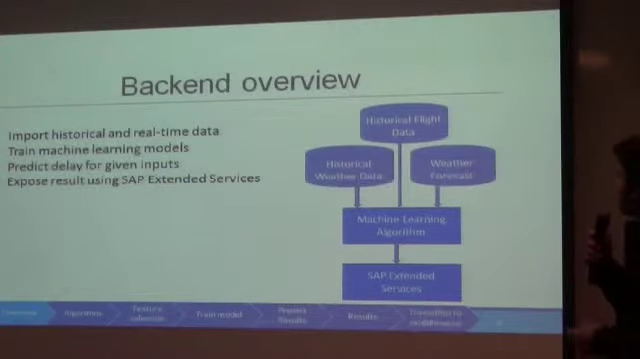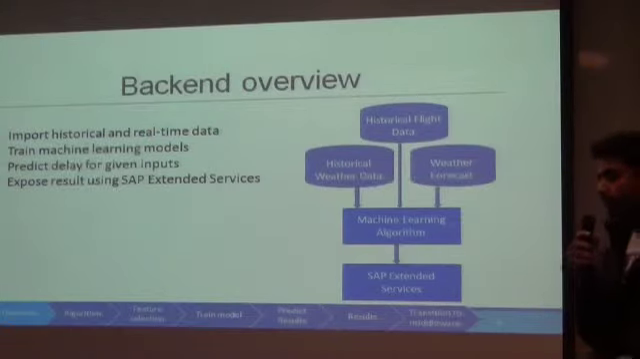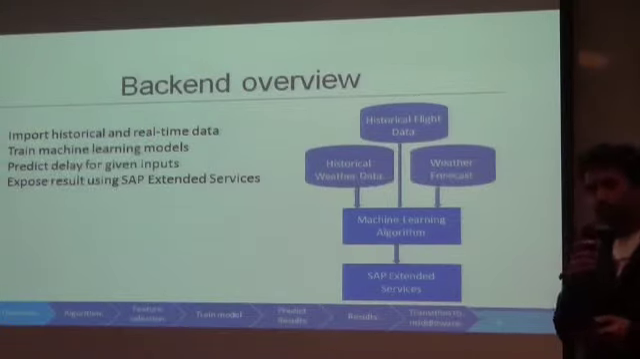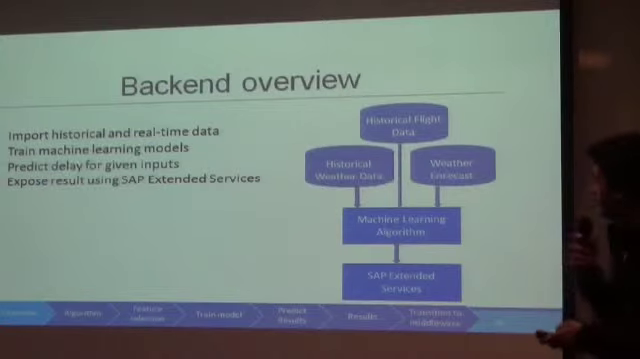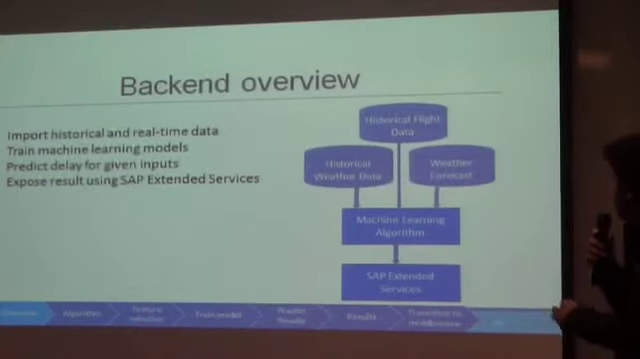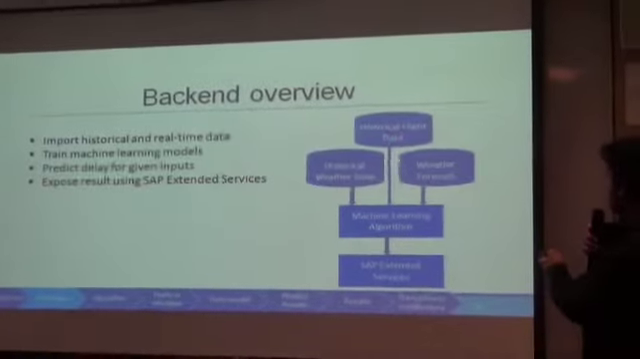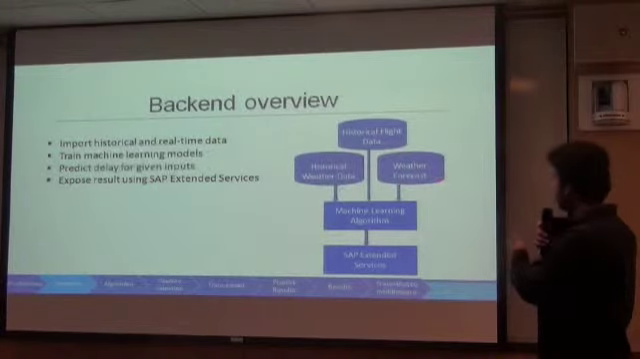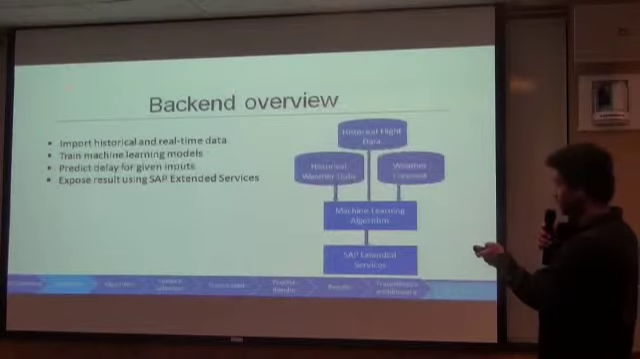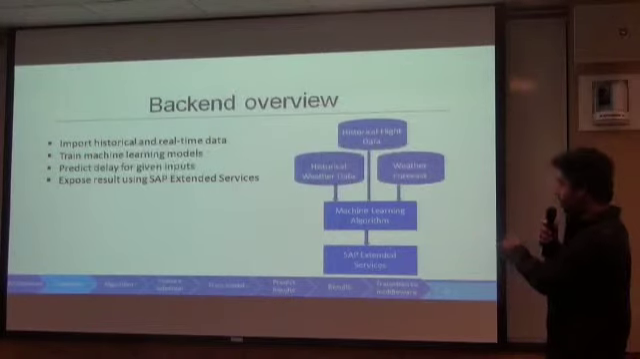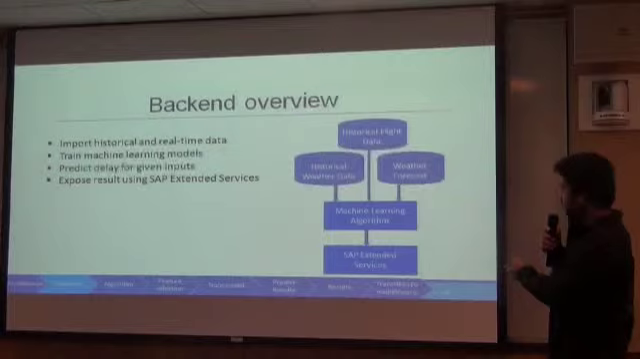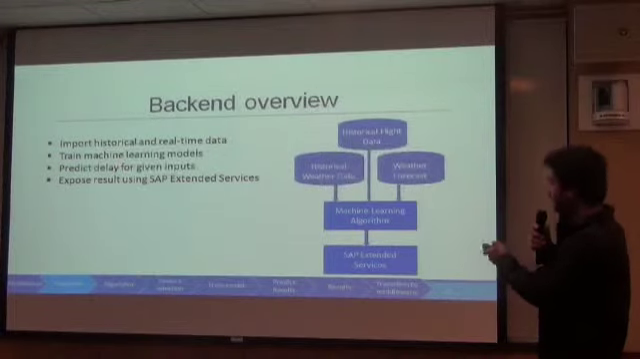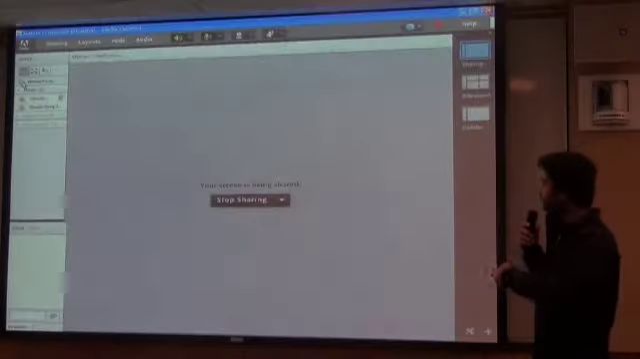So the first thing is about identifying the data. When you talk about flight delay, it's about two kinds of data. One is the weather data, and the other is historical flight data. So that is what we have done, historical flight data we imported, and also the weather data. So the whole data is imported first. Then after having the data, it's about processing the data. So the machine learning algorithms, training the data, and then getting the results.